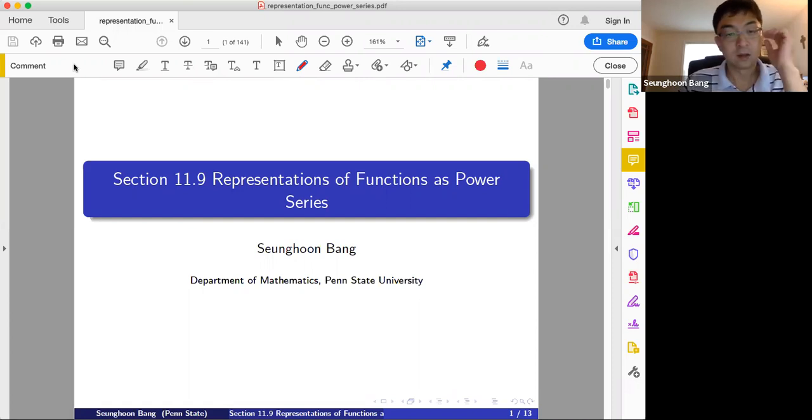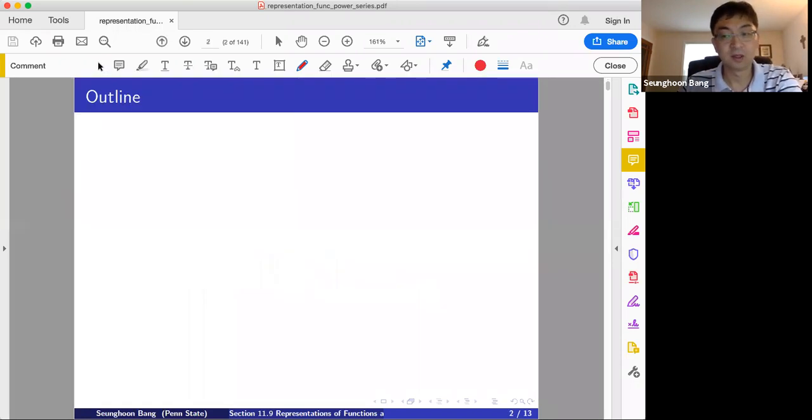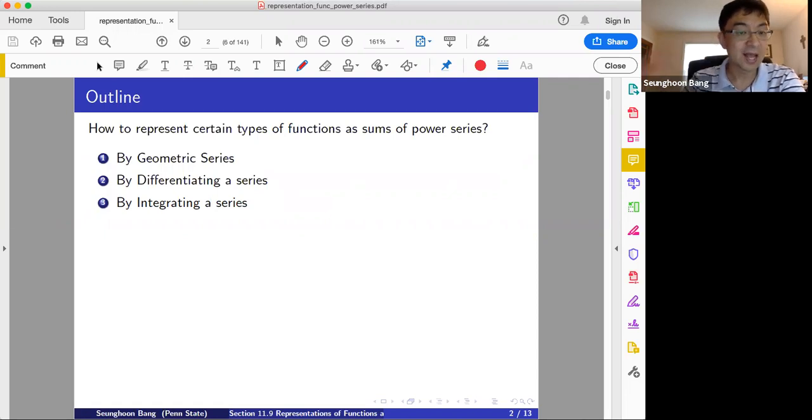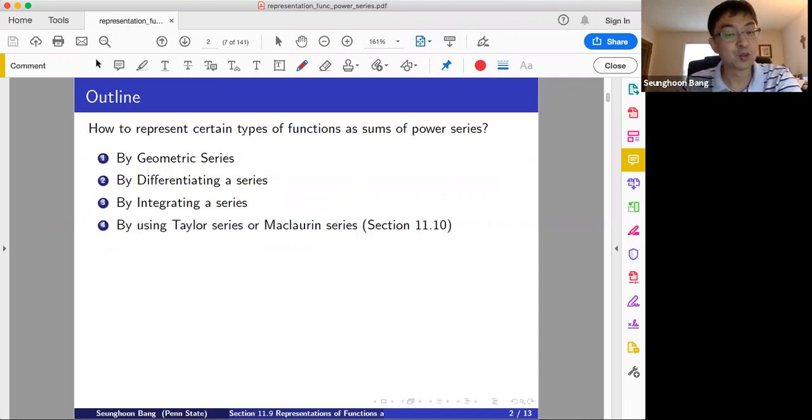So today, I want to talk about section 11.9, the representation of functions as power series. This is our line: how to represent certain types of functions as sums of power series. We have this kind of method by geometric series. Second one, by differentiating a series. Third one, by integrating a series, by using Taylor series or Maclaurin series.